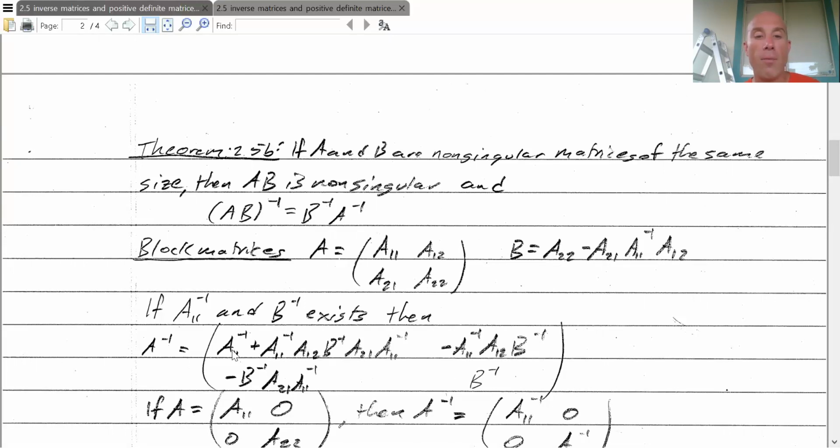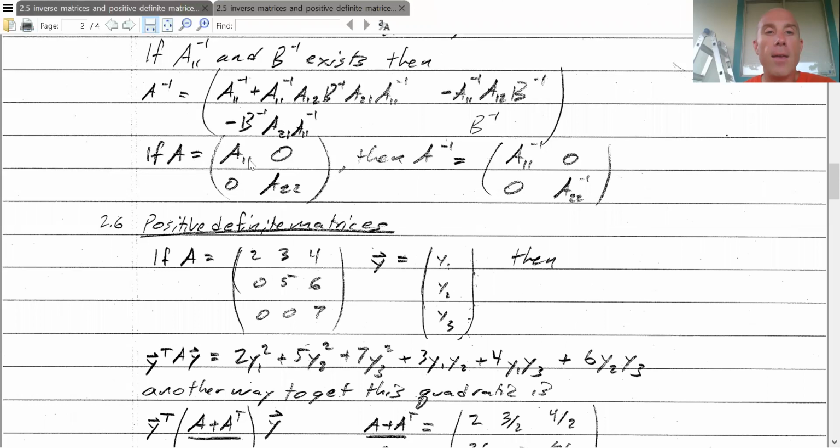So we see that it's kind of ugly, but it's going to be A11 inverse plus A11 inverse A12 B inverse A21 A11 inverse. Here we're going to have negative B inverse A21 A11 inverse. Here we get almost the same thing, but the subscript is switched on the middle, so it's negative A11 inverse A12 B inverse. And then down here we just get B inverse. Whew, that's a lot to say. Okay, well, let's look at a special case.